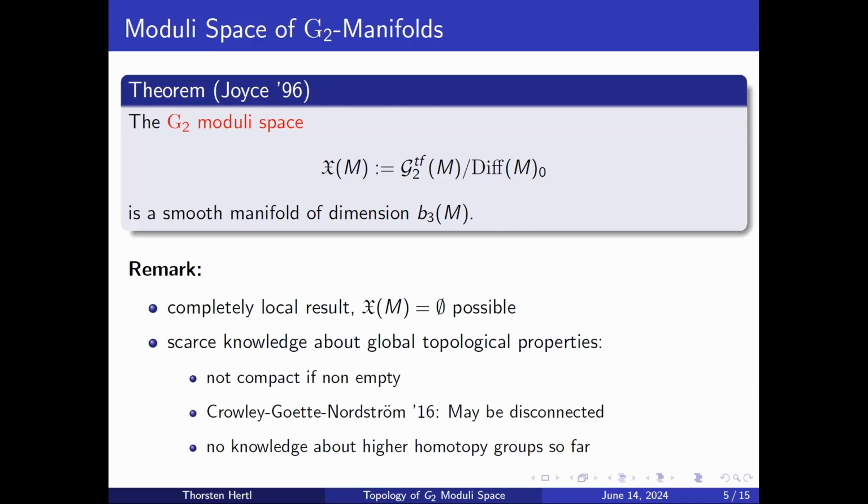They gave examples of G2 manifolds where the moduli space is disconnected, making use of the analytical refinement of the Eells–Kuiper invariant we have seen this morning. However, so far, we have no knowledge about the higher homotopy groups. So, for example, the path components of this space, they may be contractible.